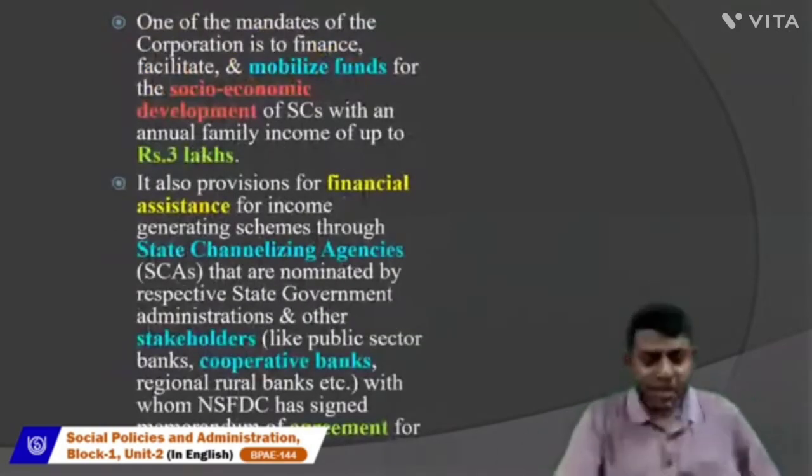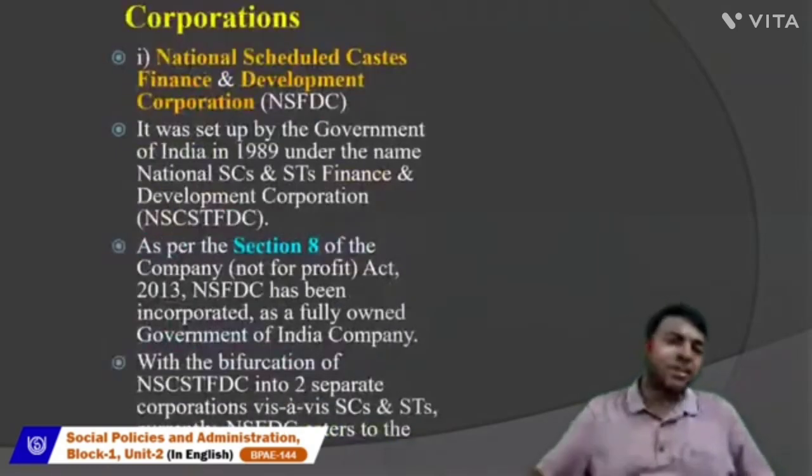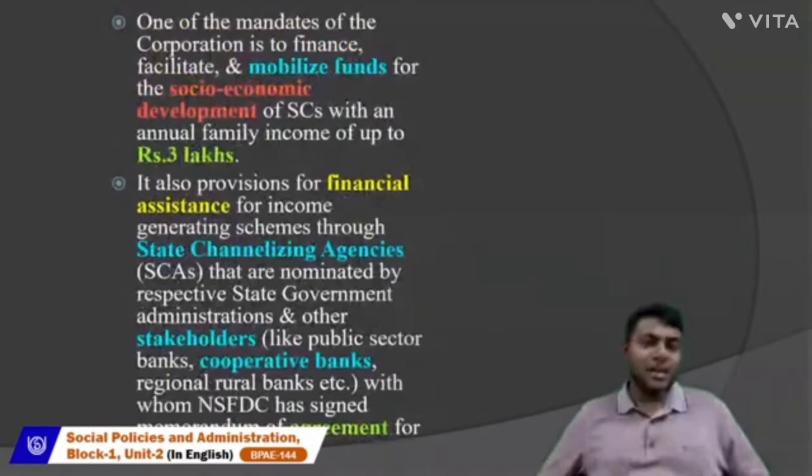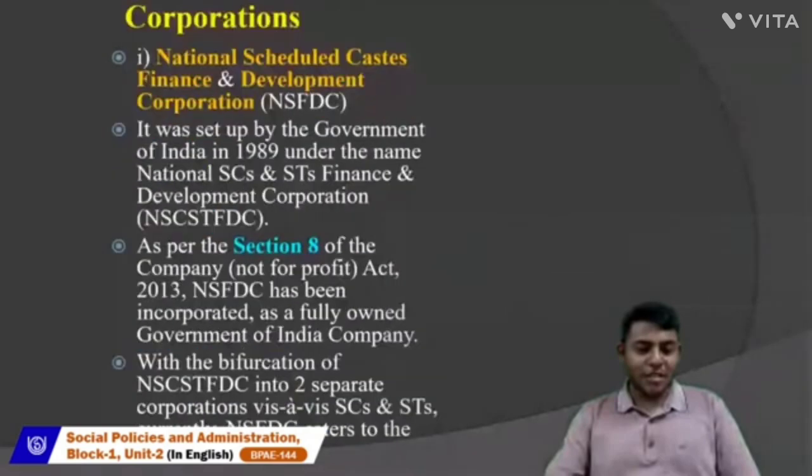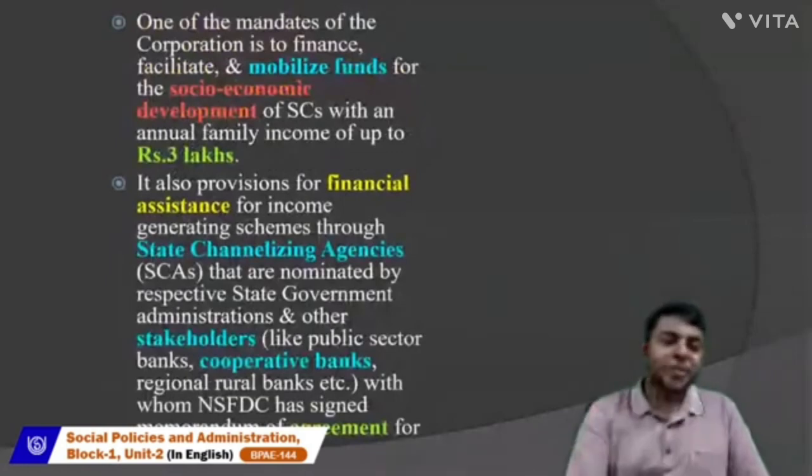One of the mandates of the National Scheduled Caste Finance and Development Corporation is to finance, facilitate and mobilize funds for the socio-economic development of the scheduled castes with an annual family income of up to rupees 3 lakhs. It also provides financial assistance for income generating schemes through state channelizing agencies that are nominated by respective state governments, administrations and other stakeholders like public sector banks, cooperative banks, regional rural banks, etc., with whom the National Scheduled Caste Finance and Development Corporation has signed memorandum of agreement for the same.